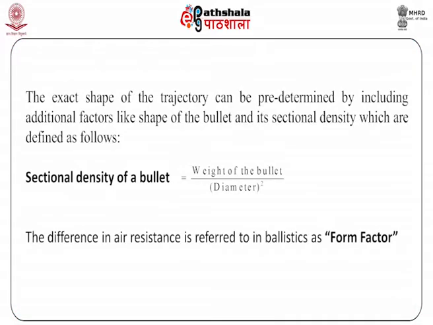The exact shape of the trajectory can be predetermined by including additional factors like shape of the bullet and its sectional density, which are defined as follows. Sectional density of a bullet is equal to weight of the bullet by diameter square. Difference in air resistance is referred to in ballistics as form factor.